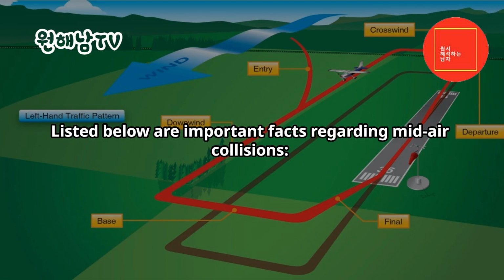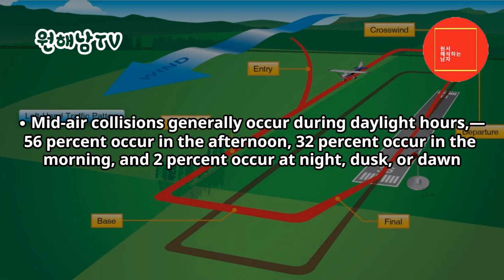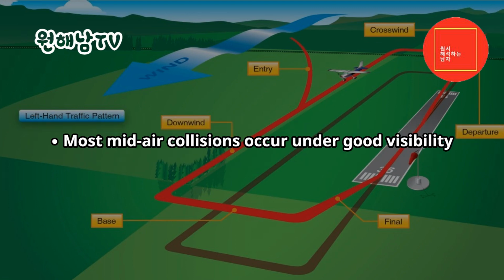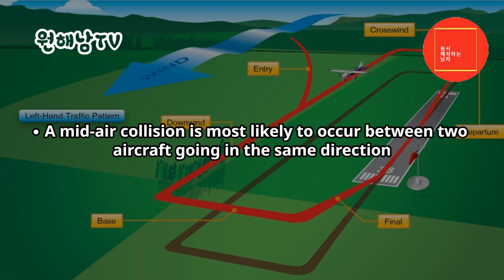Listed below are important facts regarding mid-air collisions. Mid-air collisions generally occur during daylight hours, 56% occur in the afternoon, 32% occur in the morning, and 2% occur at night, dusk, or dawn. Most mid-air collisions occur under good visibility. A mid-air collision is most likely to occur between two aircraft going in the same direction.